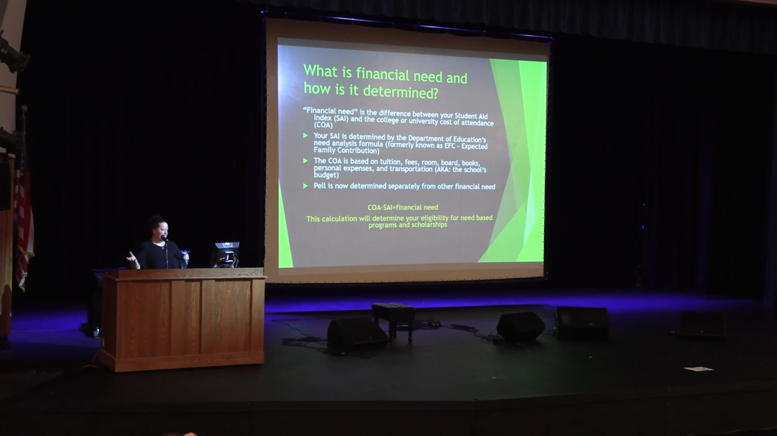The cost of attendance varies by school. That's the estimate for what you'll need for the year. The cost of attendance is based on tuition, fees, room, board, books, and personal expenses. It can be confusing when you first start school because people think it's a bill. It's just an estimate for financial aid purposes.